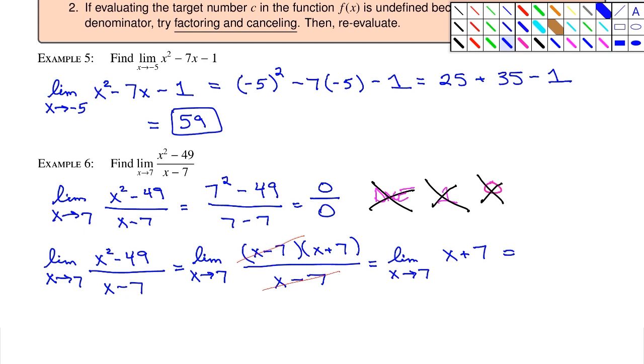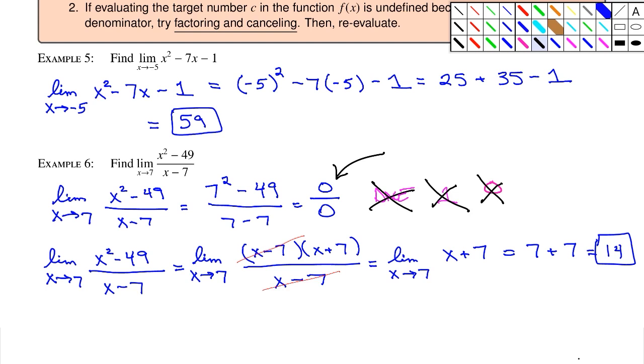And now we can try to evaluate again. And this time it works. I plug in 7 for the x. I get 7 plus 7, and the answer is 14. And that is the limit. There are a couple of ideas here that we want to emphasize. Repeating, 0 over 0 is not an answer. It's not great, but it's not bad because you can then do more things to solve it.